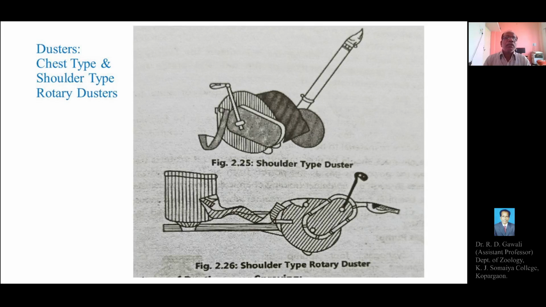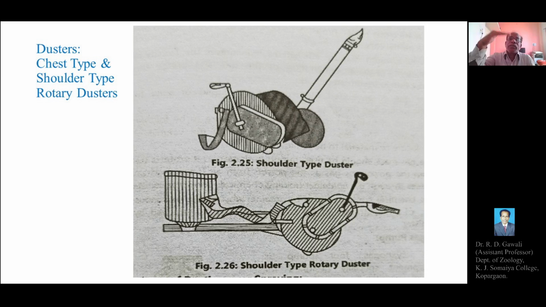Now, see, this is the figure showing dusters. In the figure, the first one, 2.25, is named as a shoulder type duster, but it is not a shoulder type, it is a chest type rotary duster. This is a printing mistake. The above diagram shows the chest type rotary duster.